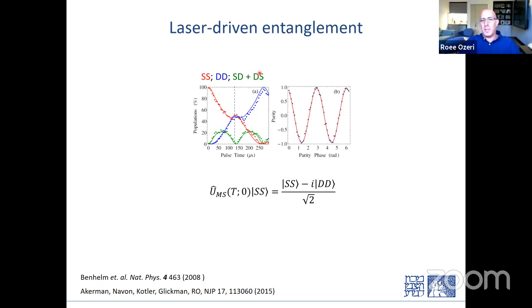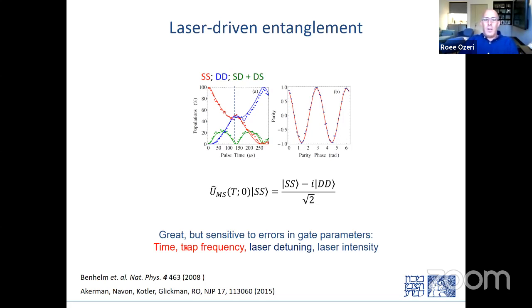How do I know that this is indeed an entangled superposition and not a statistical mixture of SS and DD? I rotate my spin states and I look for interference fringes. What you see here is the parity of the two ion state as a function of the phase of the rotation. And by measuring the contrast of these nice interference fringes, I can say what is the fidelity with which I generated this superposition of SS and DD states.